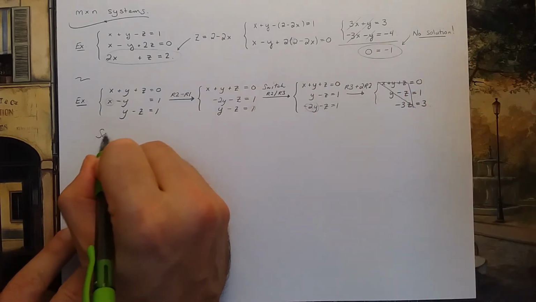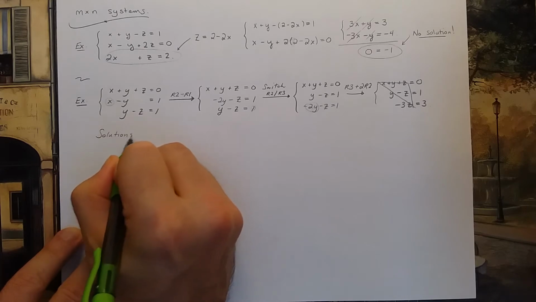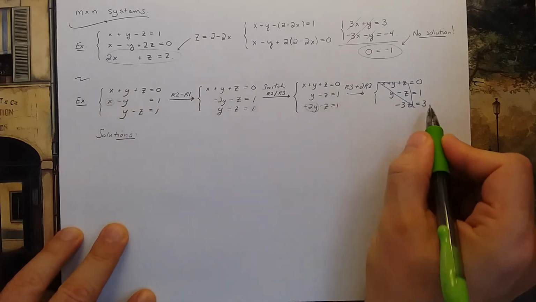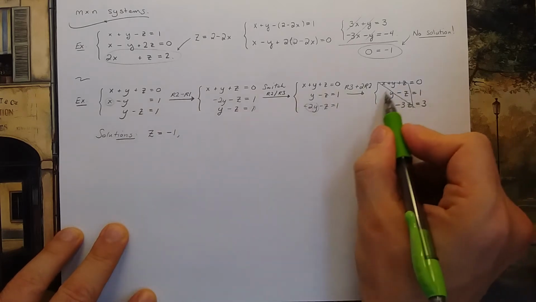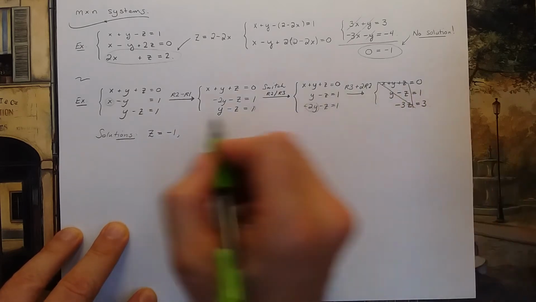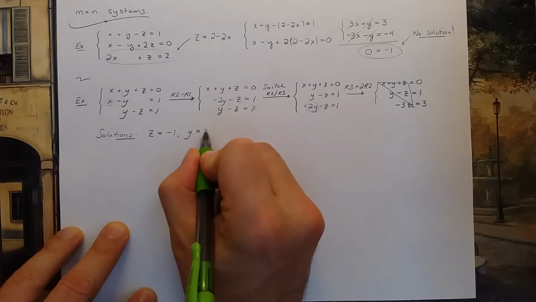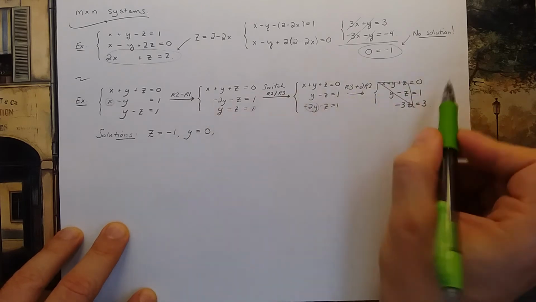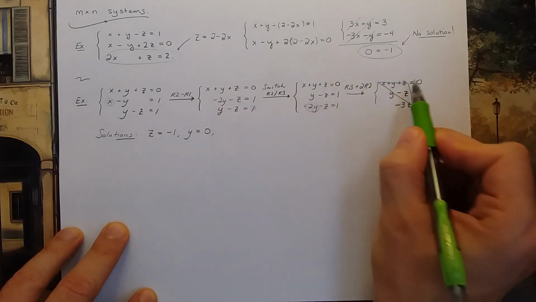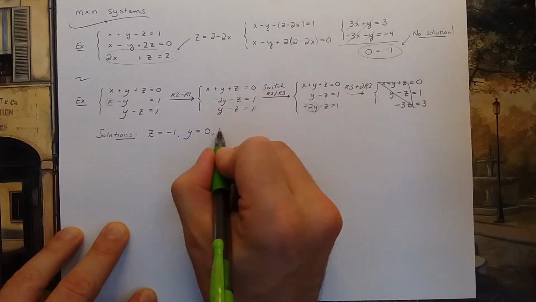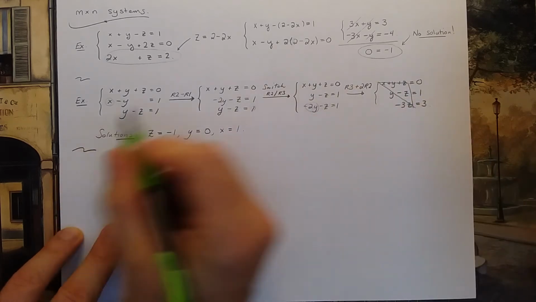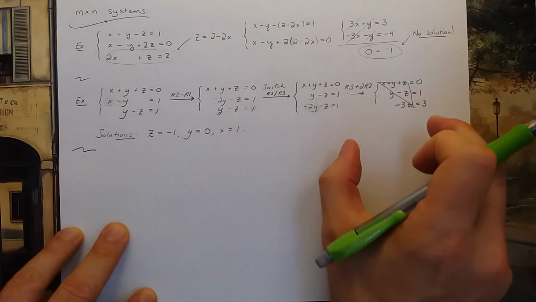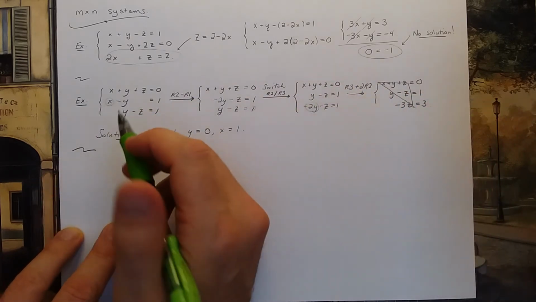Here I can find my solutions. My solutions apparently tell me that z has to be -1. If z is -1, I could put that into the middle equation to find that y is equal to 0. And if I put y is equal to 0 and z equals -1 in the top equation, x has to be 1. So that's the only solution to this system.